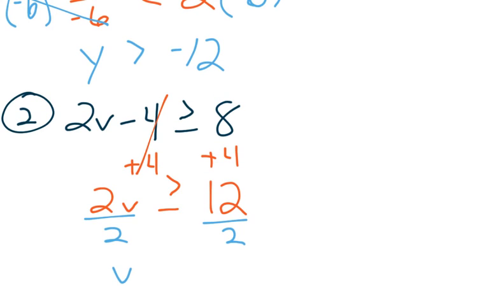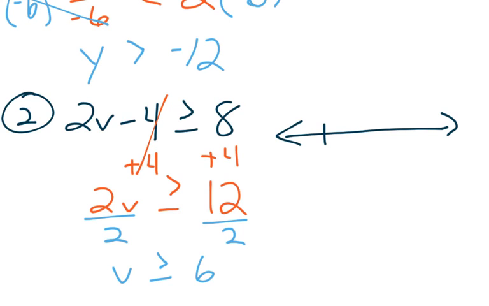v, 12 divided by 2 is 6. The question then becomes, do I flip my sign? What I divided by was not negative, it was a positive. So when you divide by a positive, your inequality sign does not change. It stays greater than or equal to in this case.